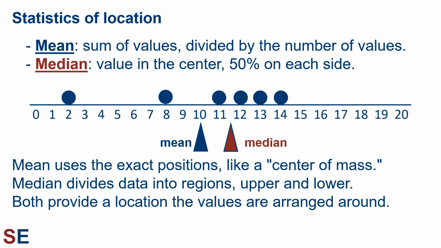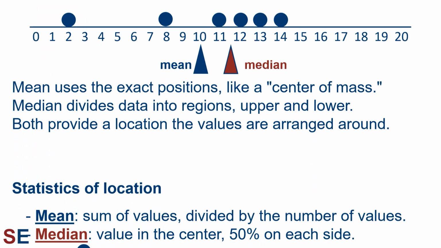So the mean uses the exact positions, and you can think of it as calculating something like a center of mass, where values like that 2 that are far out to one side will pull the mean in their direction. The median just divides the data into regions, upper and lower, and doesn't really take into account where they are located relative to each other within those regions. And both provide a location that the values are ranged around, as you can see in the figure.